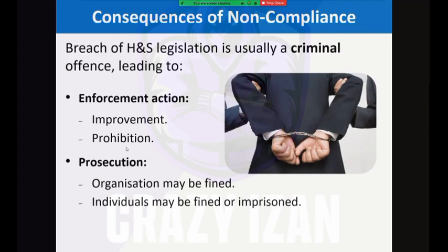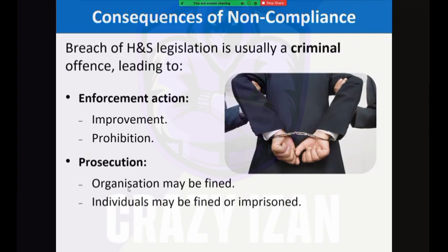A prohibition notice means you cannot work any longer, and you must stop and rectify the situation. Then there is prosecution. Prosecution is when the organization is taken to the court and legal proceedings are prosecuted against them. So this is known as prosecution. When an official case is filed against the company, that means they are taken for prosecution.